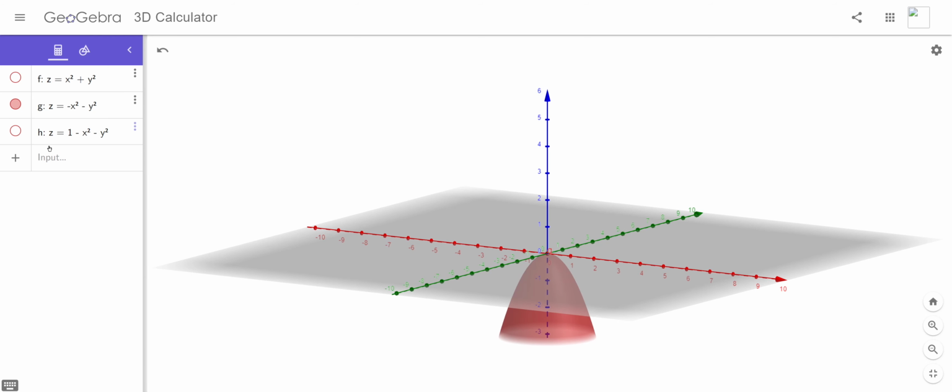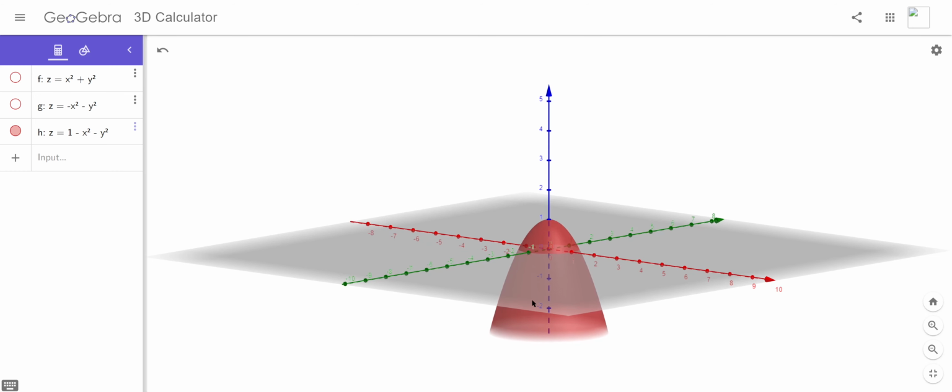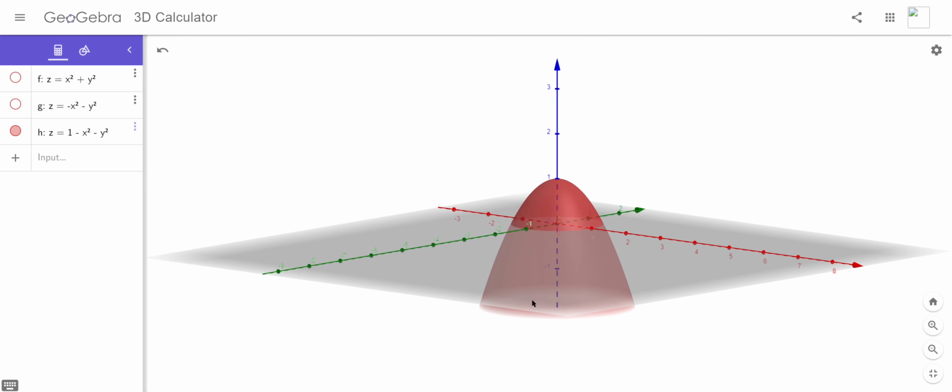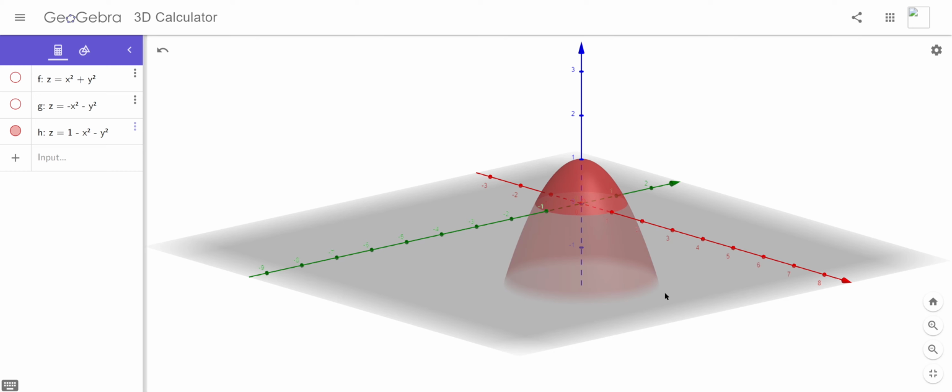Now what you want is 1 minus x squared minus y squared in the problem. So what you're going to do is take this and translate it up by 1 unit. What you had was the minus x squared minus y squared, and you translated it up by 1 unit.